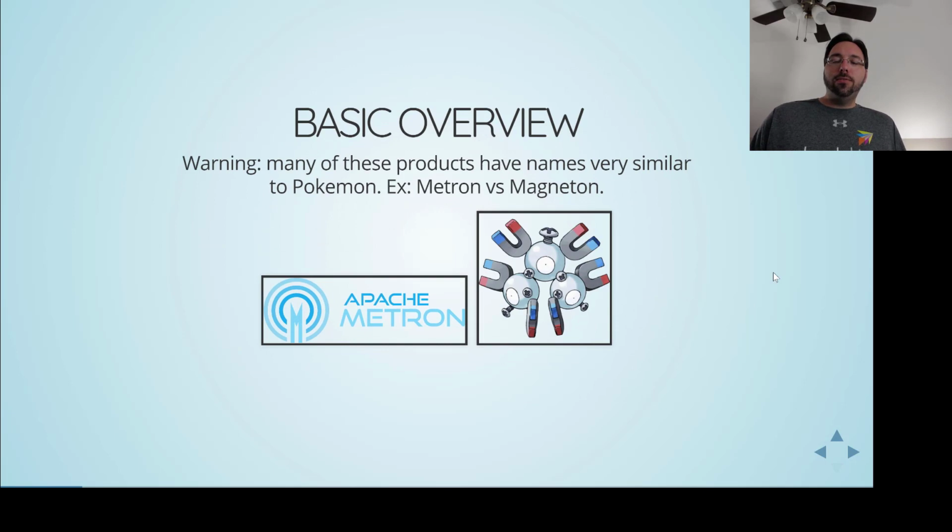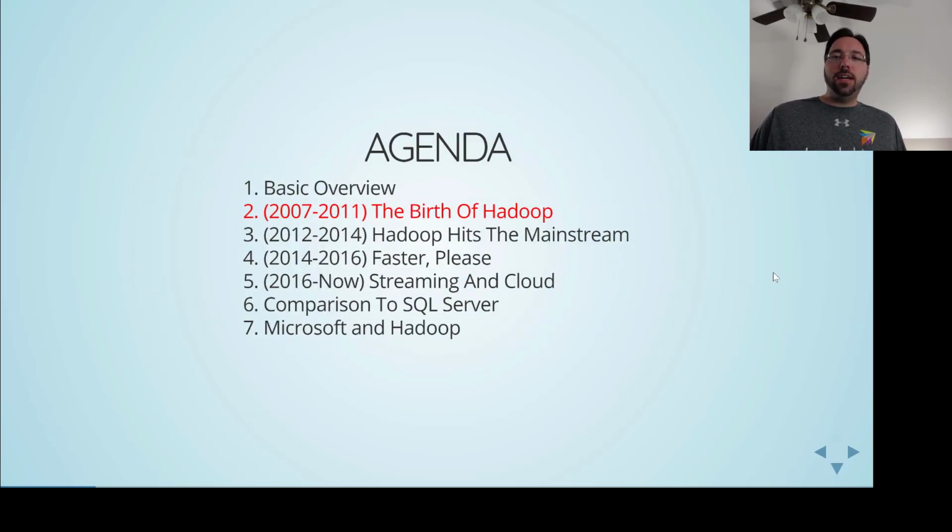I want to wrap up this section with a little bit of levity. As a warning, many of these products have very similar names to Pokemon. For example, on my screen I have Apache Metron, and I also have the Pokemon Magneton. If you are a fan of the Pokemon series of games, you'll probably have a lot of fun with this, or possibly get a little bit confused. But at the end, I'll give you a link to a resource that includes a game that is big data or Pokemon, and it will allow you to decide, given this name, whether it's a big data technology or a Pokemon character. So have fun with that. And now let's go on to the next section.